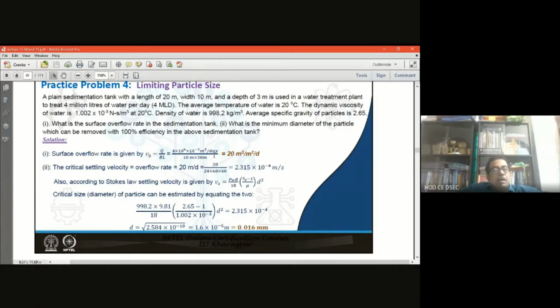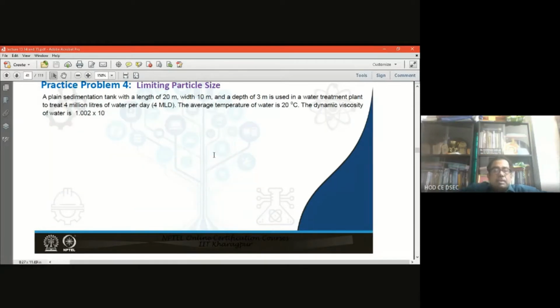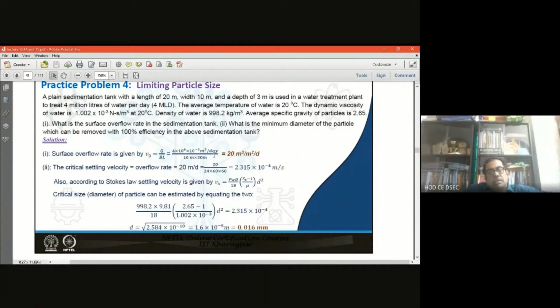First of all, we know the surface loading rate vis-a-vis the critical velocity, V0 or Vs, equals Q by BL. That means the discharge divided by plan area. Why plan area? Because the plan area BL is perpendicular to the vertical velocity. I have told you the logic: the velocity which is concerned, the perpendicular area you have to take. Since we are talking about the overflow rate, that is the settling velocity, it is the vertical velocity. So the perpendicular to the vertical velocity is B into L.